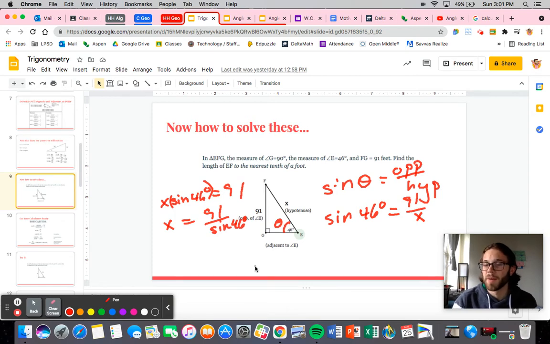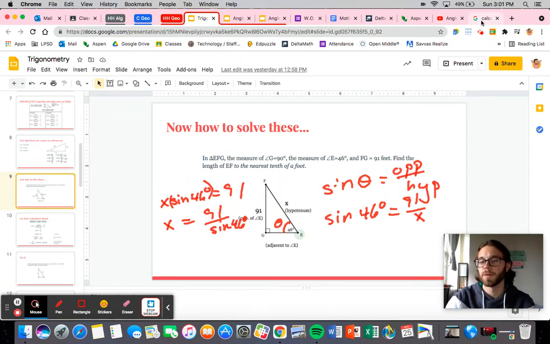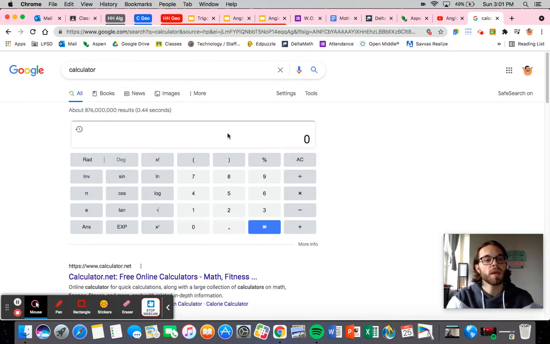And yes, it will be bigger than 91. But to show you how to do this, let me pull up the Google calculator. So if you just Google calculator, you'll get this. Now, our goal is to find what x is equal to. We know it's equal to 91 over the sine of 46 degrees. So you'll notice up here we have two buttons. You have rad and deg. You want degrees. So that stands for radians or degrees.